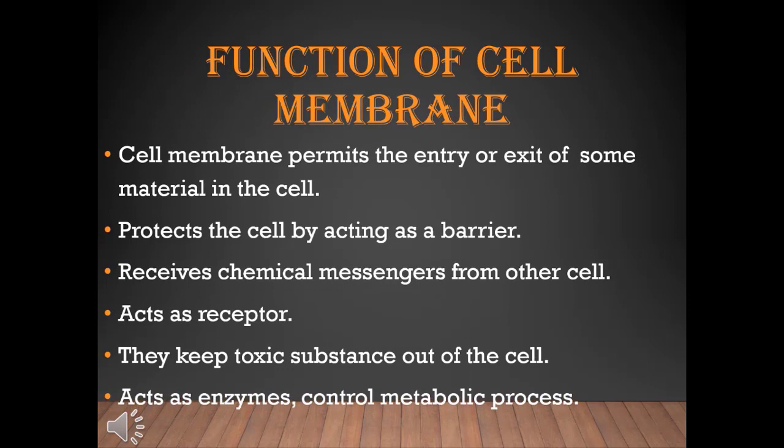Function of cell membrane. Cell membrane permits the entry or exit of some material in the cell, protects the cell by acting as a barrier, receives chemical messengers from other cells, acts as a receptor. They keep toxic substances out of the cell, act as enzymes, and control metabolic processes.